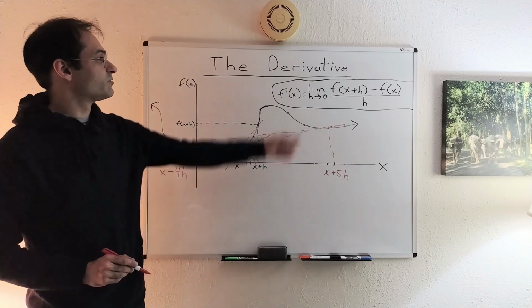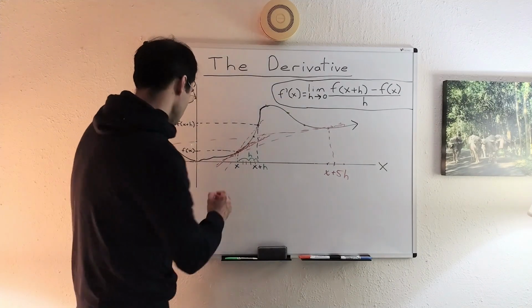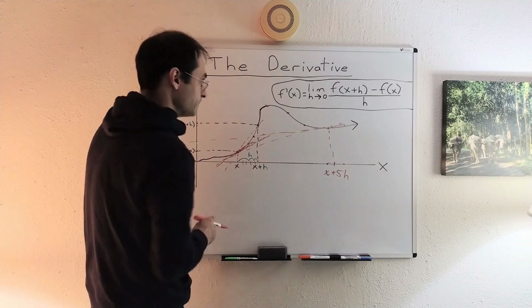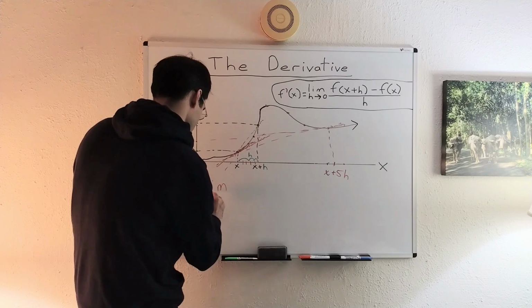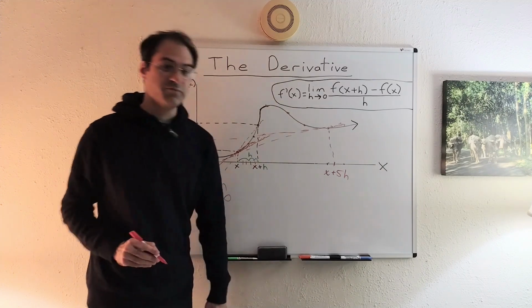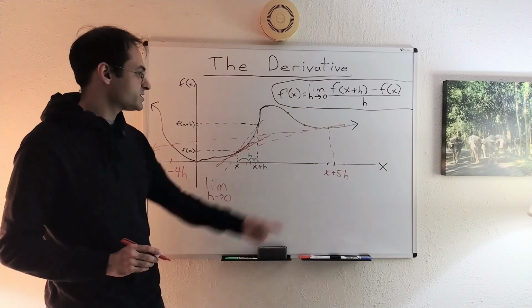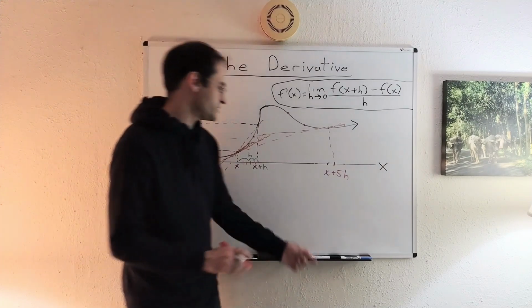So we can transform this expression then to look like this. We still want the limit as h goes to 0. But instead of x plus 5h, you know, we could call this anything.